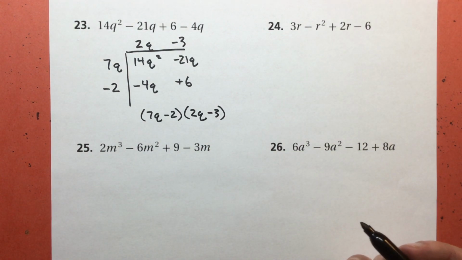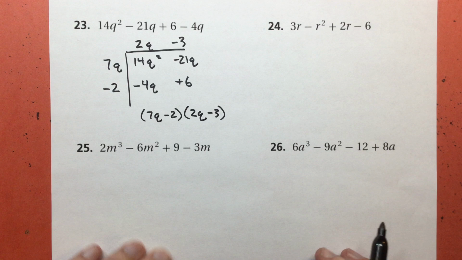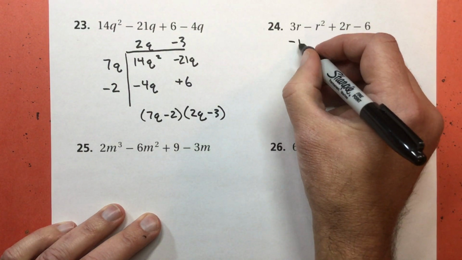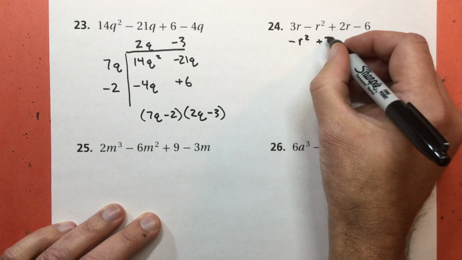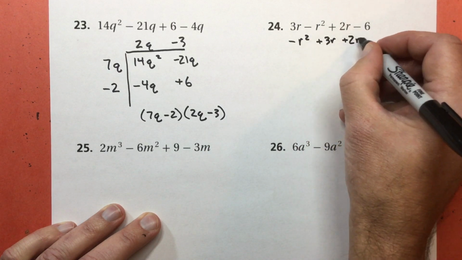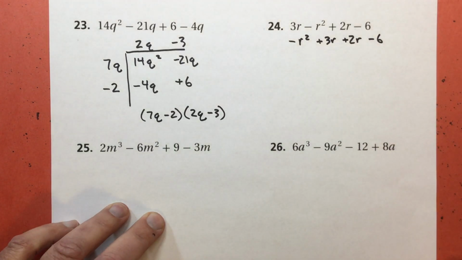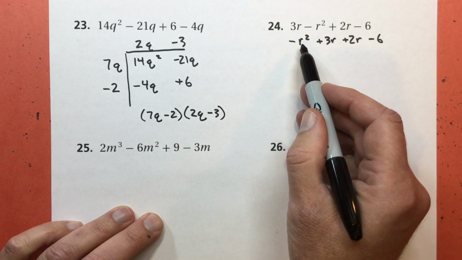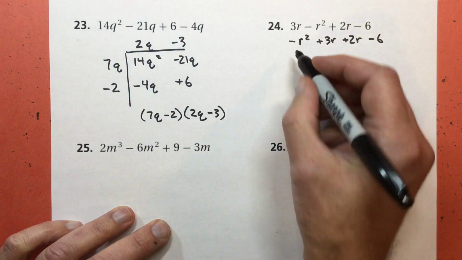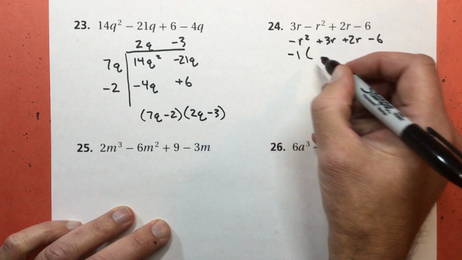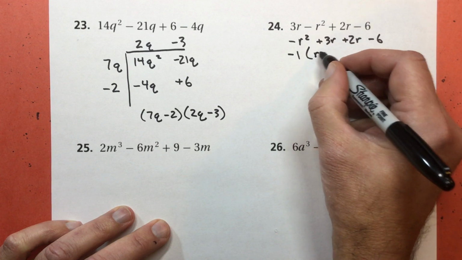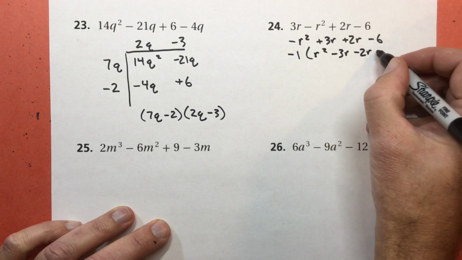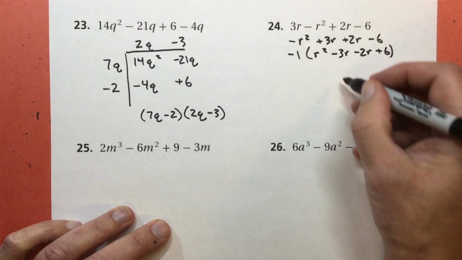All right, now this one, number 24, is really kind of messed up. I need to put it in order. I've got negative r squared plus 3r plus 2r subtract 6. But remember, I always want that first term to be positive. So I'm going to factor out a negative 1. That changes this to positive r squared, negative 3r, negative 2r, and positive 6. And I can work with that.